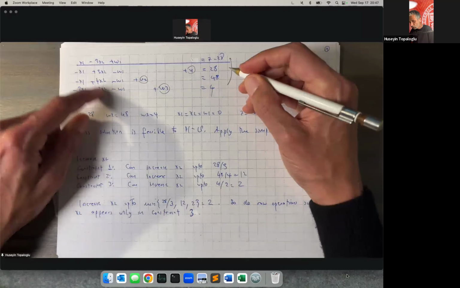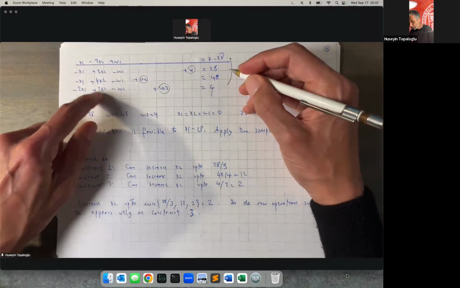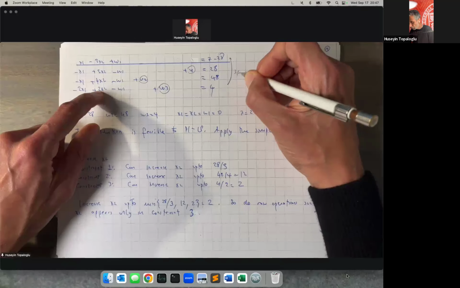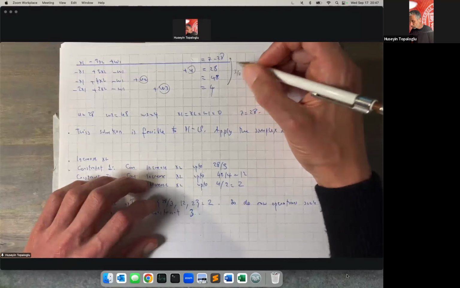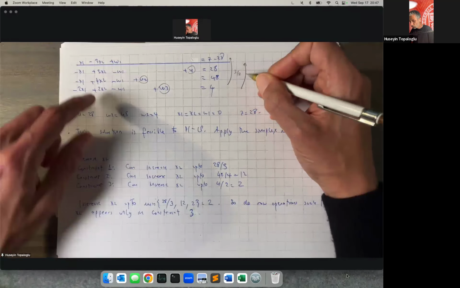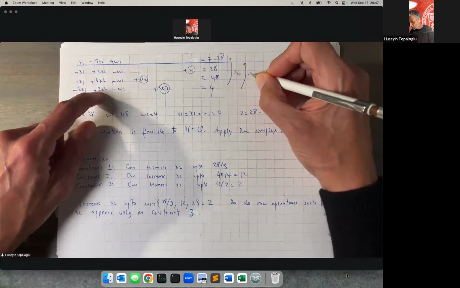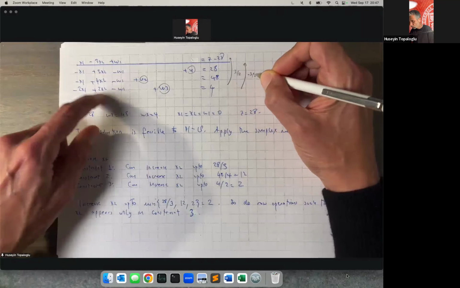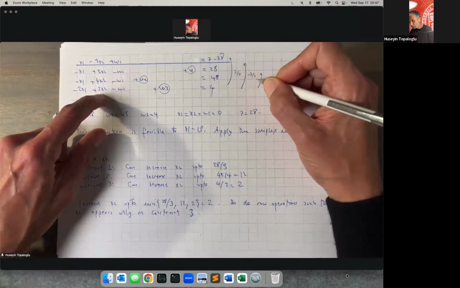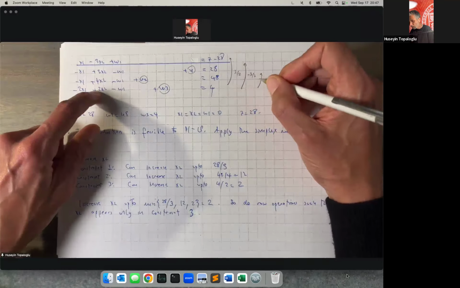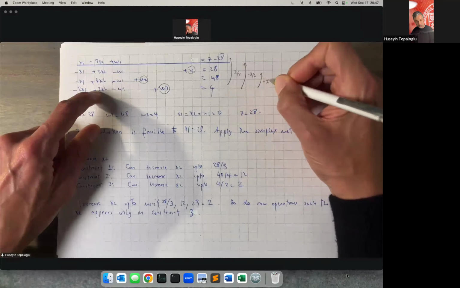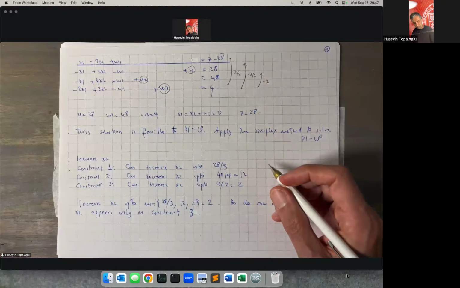To get rid of x2 in the objective function row, multiply the third constraint by 3 over 2 and add it to the objective function row. If I want x2 to disappear from the first constraint row, multiply the third constraint row by minus 3 over 2 and add it to the first constraint row. And if I want x2 to disappear from the second constraint row, multiply the third constraint row by minus 2 and add it to the second constraint row. So those are the row operations that we need to do.